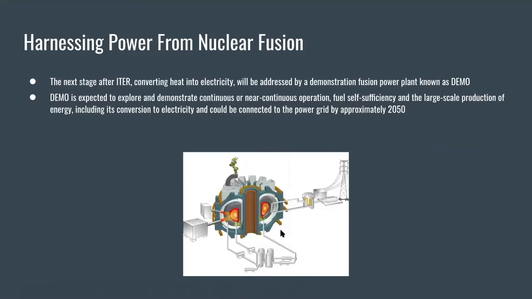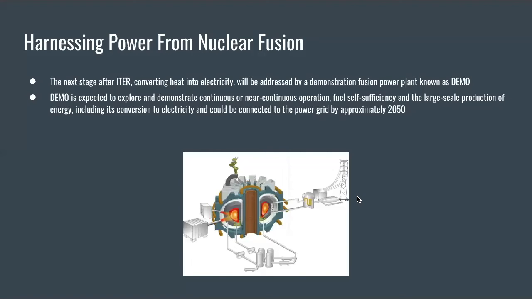So the next stage after ITER is converting heat into electricity, which will be addressed by a demonstration fusion power plant known as DEMO. So DEMO is expected to explore and demonstrate continuous or near continuous operation, fuel self-sufficiency, and large-scale production of energy, including its conversion to electricity, and it could be connected to the power grid by approximately 2050. So again, below is a theoretical conceptual demonstration image. As you can see on the right, it is connected to a power grid.